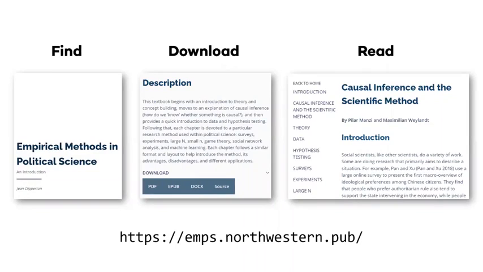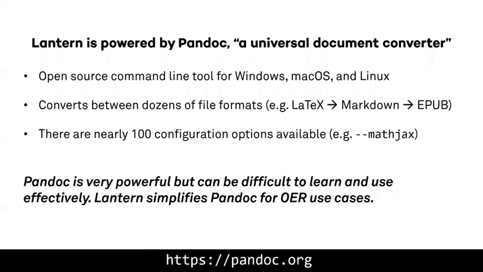Here are some screenshots and a URL to an example OER textbook we built with Lantern. Lantern creates a static website for the full text of the OER, in addition to a PDF, EPUB, and docx version. All of the hosting for a Lantern project by default is using GitHub Pages, which is a free web hosting service, but you can use any other web hosting service you have access to.